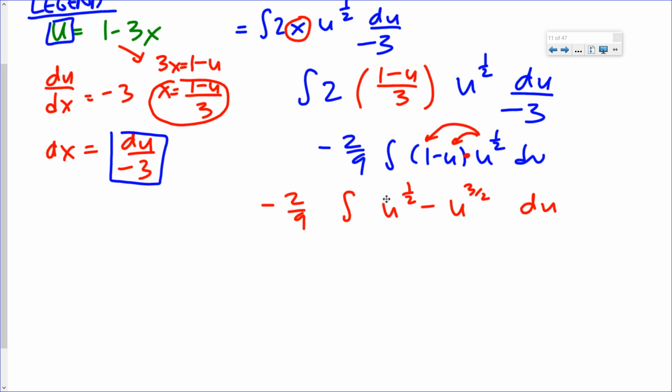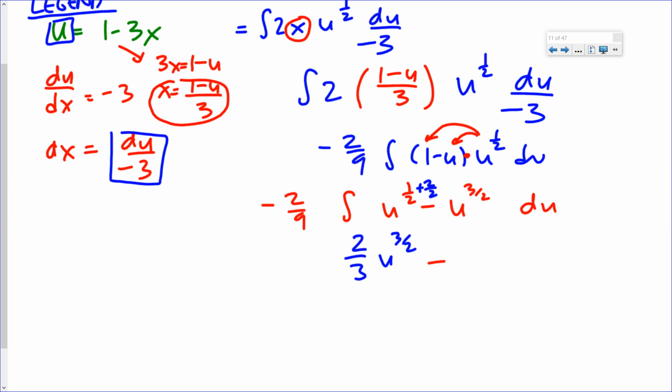What am I going to do? This should be back to the first day of antiderivatives. I'm going to add 1, divide by the new exponent. This new exponent is 3/2. When you divide by 3/2, you multiply by 2/3. So this is going to be 2/3 u to the 3/2. Really here I'm going to carry down the minus sign.